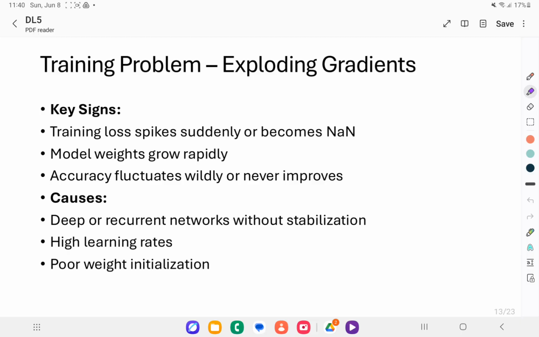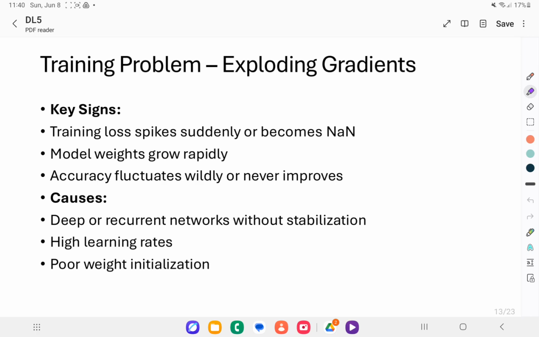here the gradient values grow exponentially as they are propagated backwards through the network, and this usually leads to numerical instability. So you will see training loss shoot upwards or become NaN completely. The weights grow uncontrollably, and your model may never settle into a learning phase. This often happens in deep or recurrent networks with long propagation chains, especially when the learning rate is too high or the weight initialization is not well scaled.